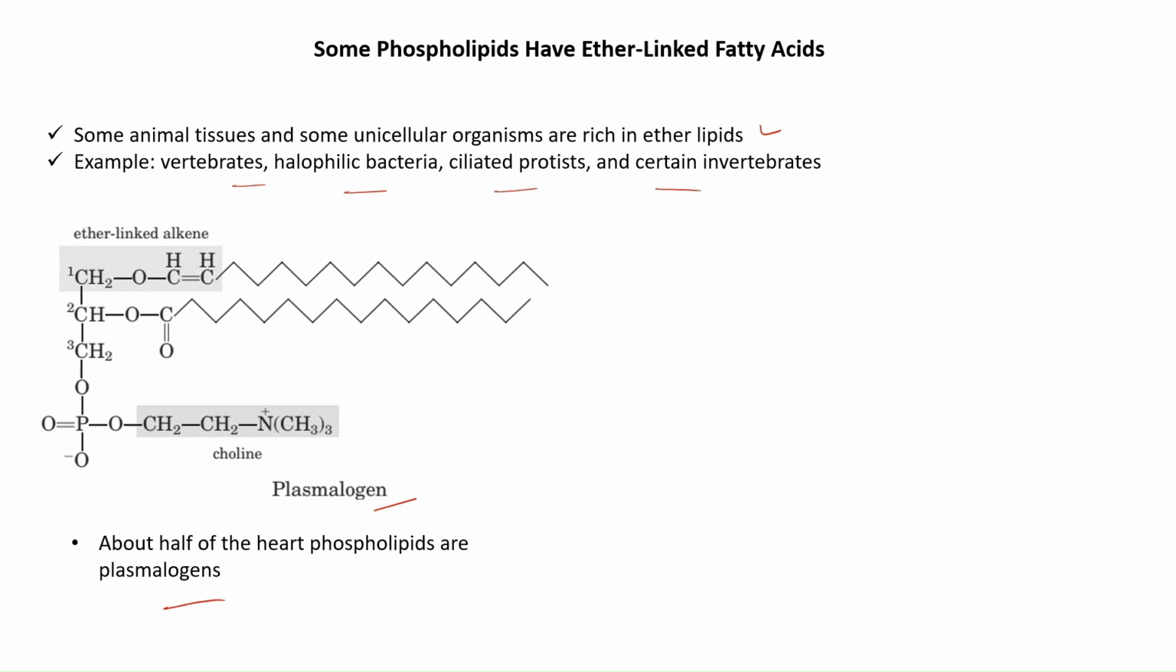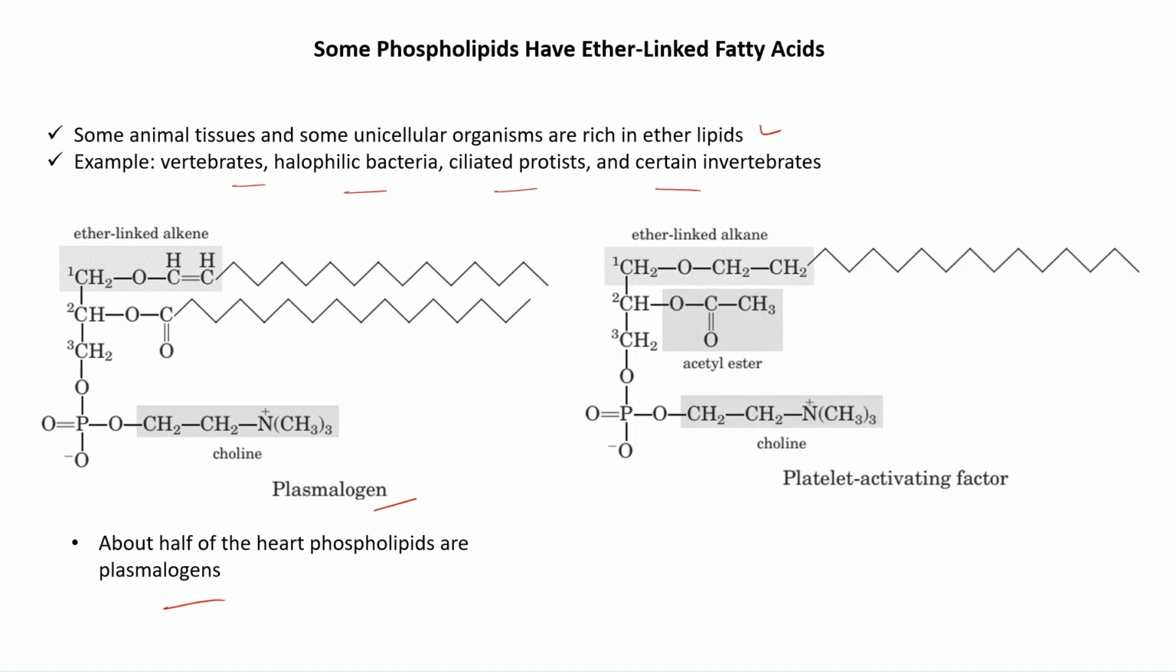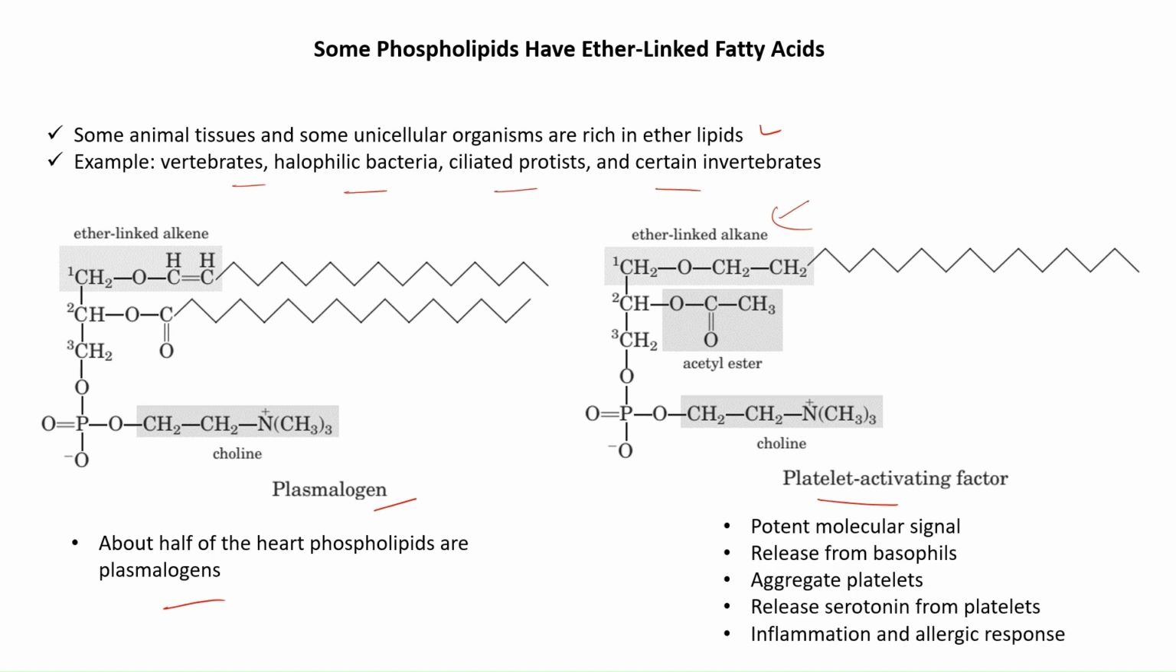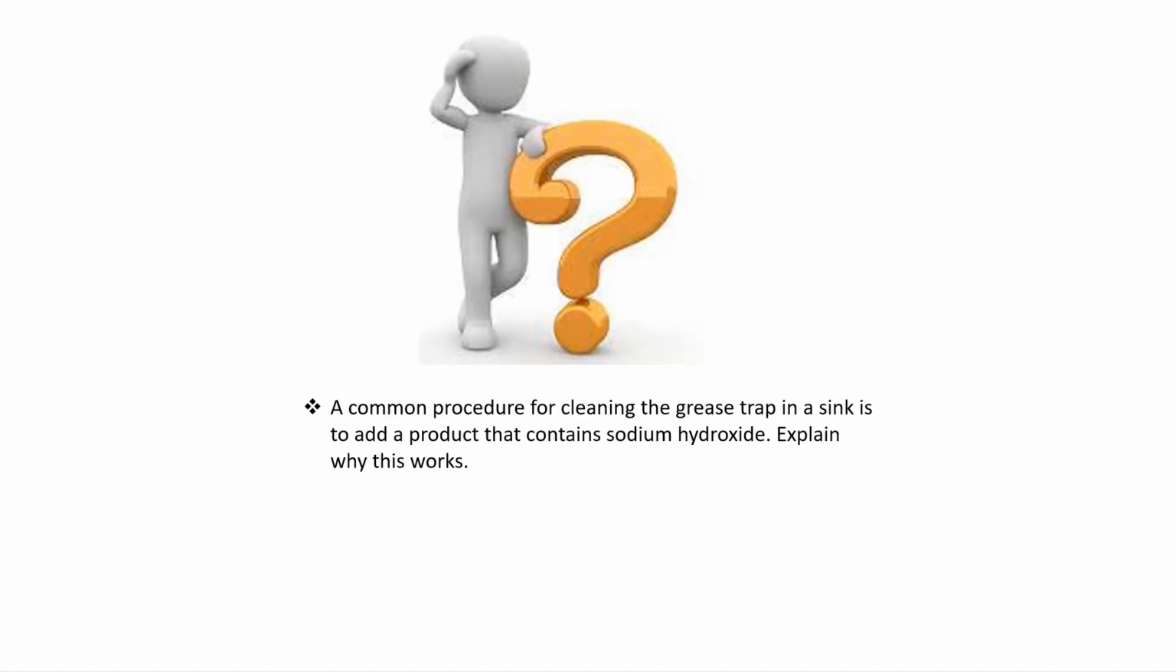The name is plasmalogen. Similarly, one more example is platelet activating factor. It also contains ether-linked fatty acids. From the name you can understand that it activates platelets. That means these are potent molecular signals. They are released from basophils. They help to aggregate platelets. They help to release serotonin from platelets, and they have an important role in inflammation and allergic responses. So that's all for glycerophospholipids.